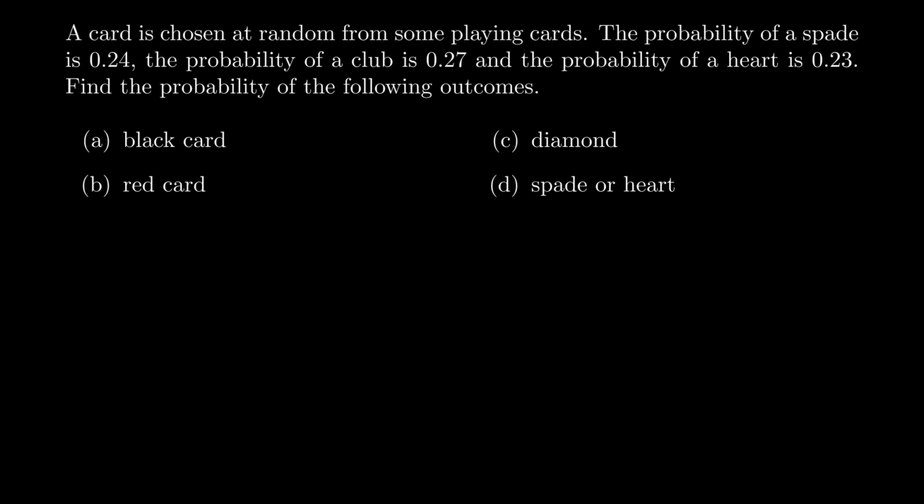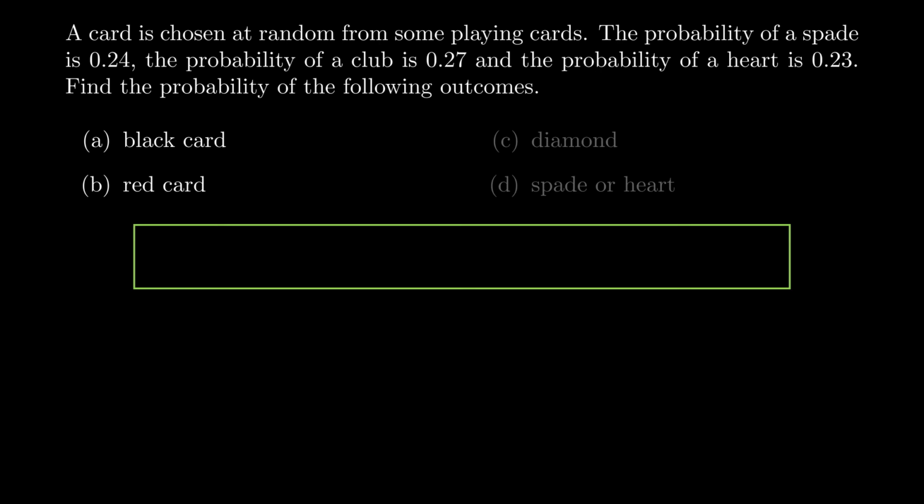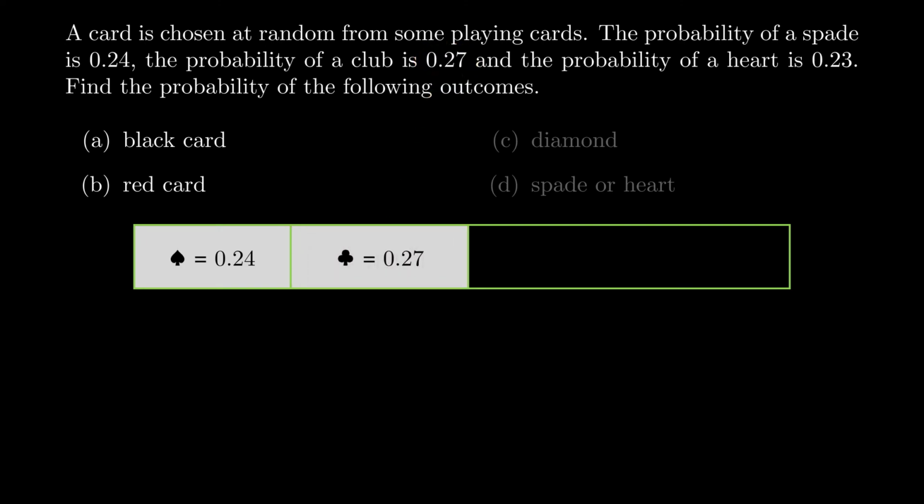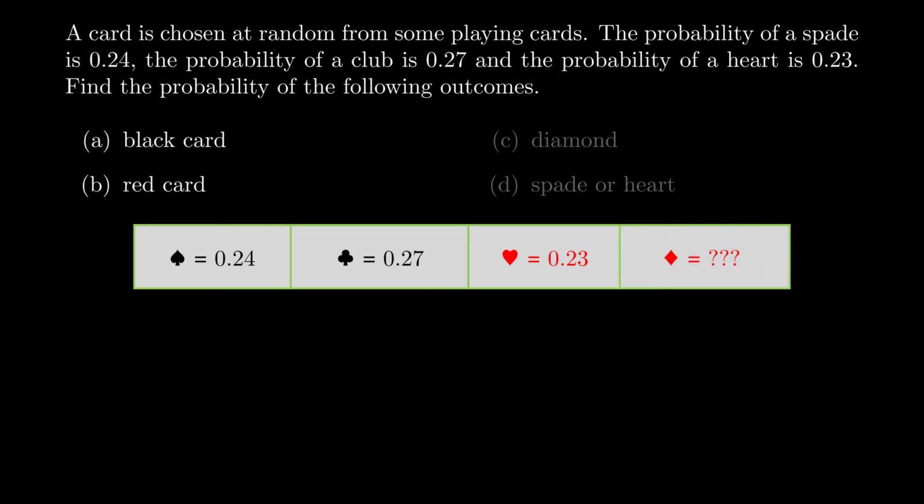All right, so let's see an example of this. We just read that a card is chosen at random from some playing cards. Now, it's not a whole deck of cards, and so we can't predict things that accurately here. But we know that the probability of a spade is 0.24, the probability of a club is 0.27, and the probability of a heart is 0.23. We want to know the chance of each of those things. So we'll start with A and B, the black card and the red card. Again, we picture all possibilities as this green block here. The spades take up 24% of the block, the clubs take up 27%, and the hearts take up 23%. We're not told anything about the diamonds, but let's just complete the picture. We don't know what it is though, right?